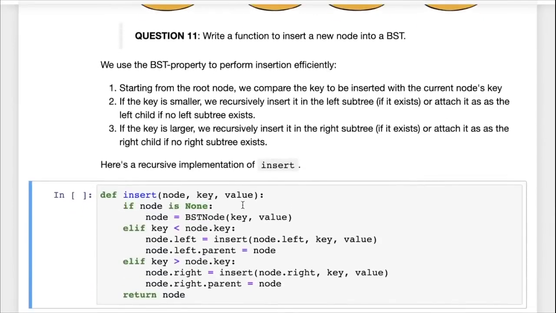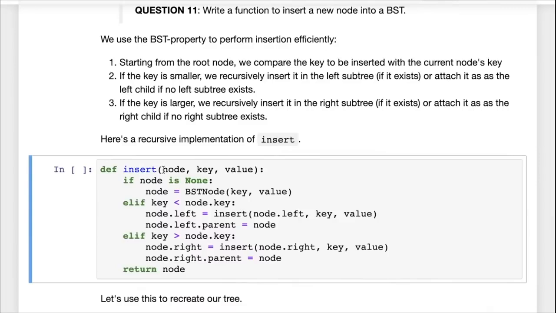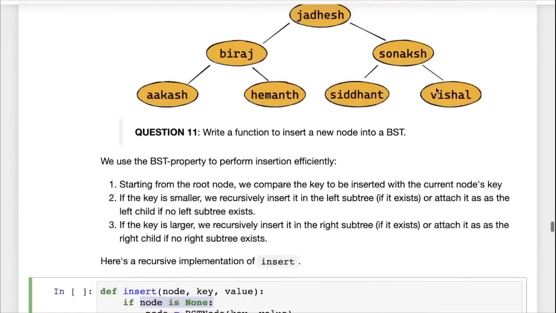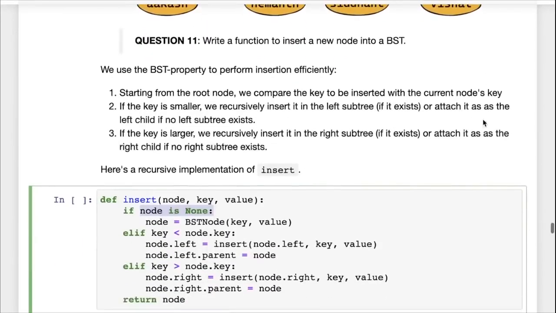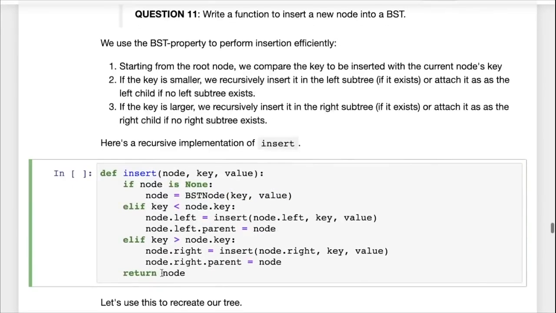So here is a recursive implementation of insert, exactly what we just discussed. First we check if the key is less than the current node's key, and if that is the case, then we insert it into the left subtree. Then we check if the key is greater than the current node's key, and if that is the case, we insert it into the right subtree. And the ending condition is that if the node is None, which means we've hit a position where we do not have a left subtree and we need to go left, or we do not have a right subtree and we need to go right, then we create a new node. So we create new node equal to BSTNode, and then we return the node.